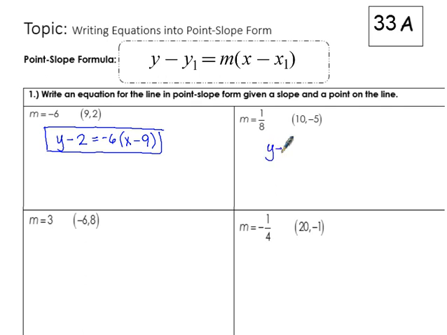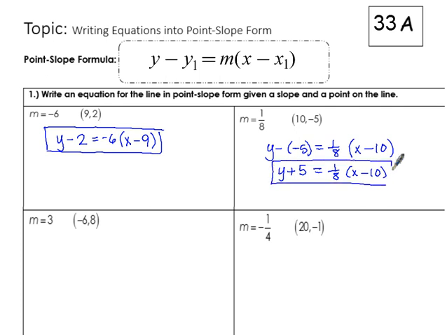Y minus a -5. Set it equal to the slope of 1/8 times the quantity, x minus 10. Now we can't leave it in this format because you know that a y minus a -5 should always be simplified to a keep change format of y plus 5. And this would be the acceptable final answer. Y plus 5 is equal to 1/8 times the quantity of x minus 10.